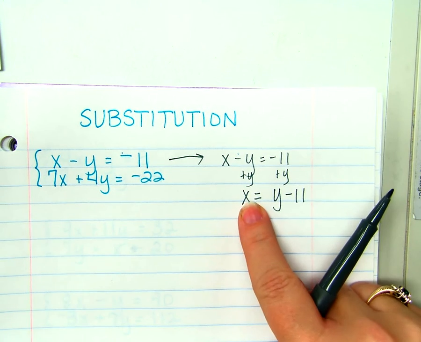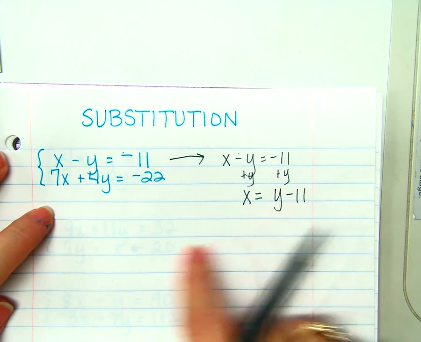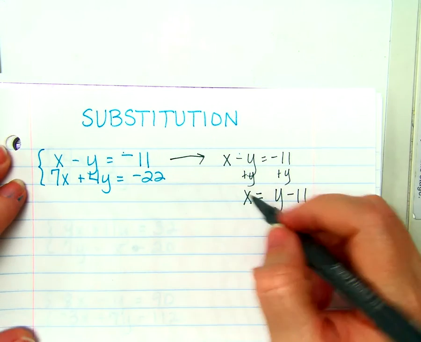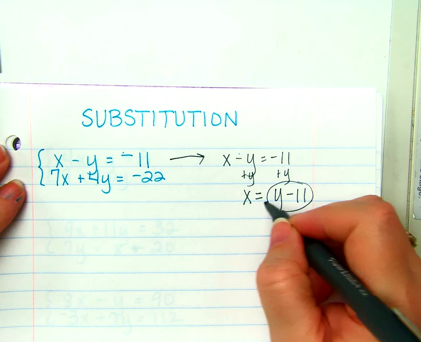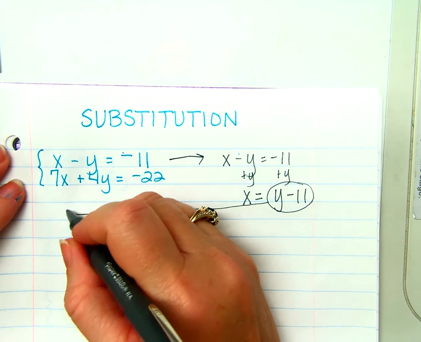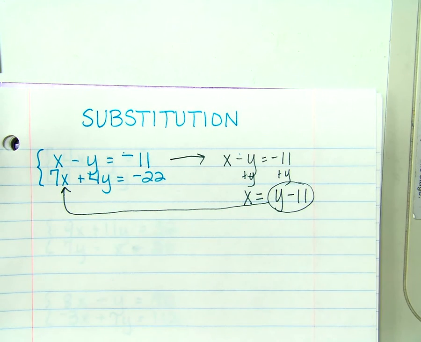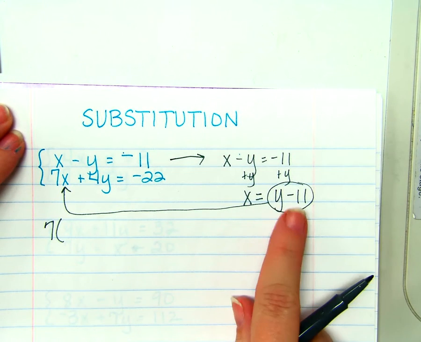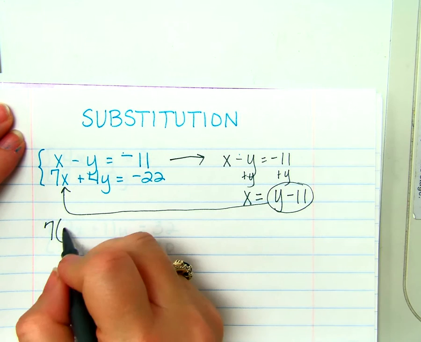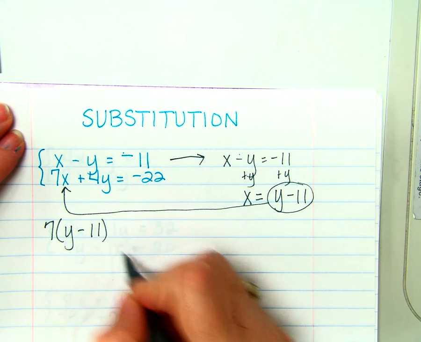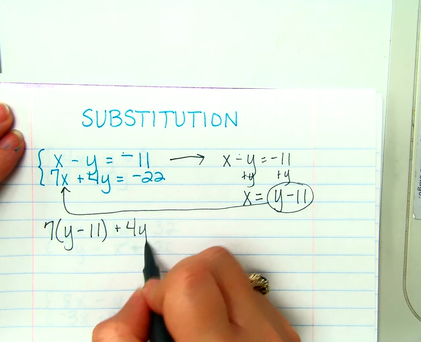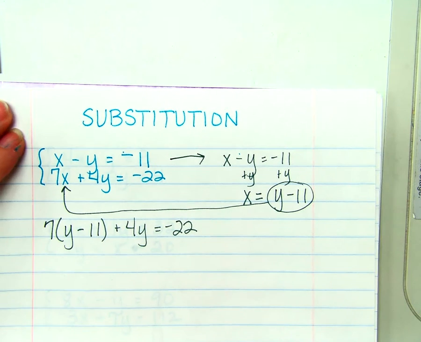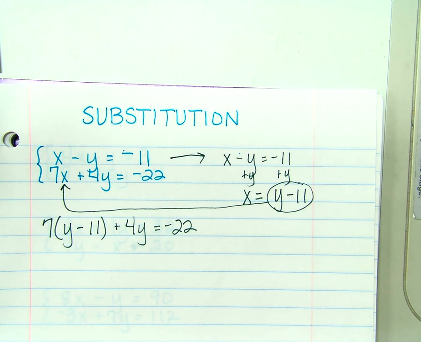We know what x is here. I'm going to substitute my value into the other equation. I'm going to take this that I know and put it right there, because that's what x equals. So I'm going to rewrite my second equation, but I'm not going to write x. I'm going to write what I know x equals. And in this case, x equals y minus 11. That make sense? Kind of. I can work with kind of.